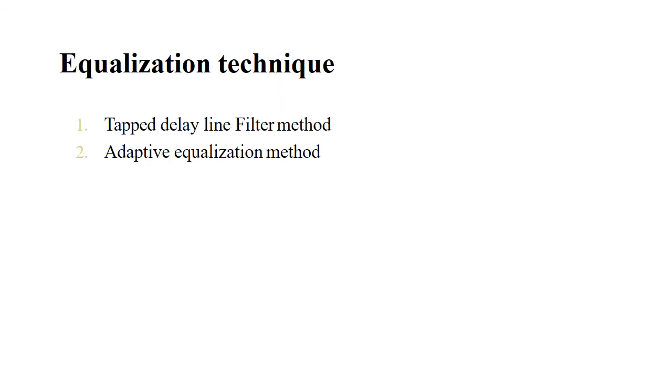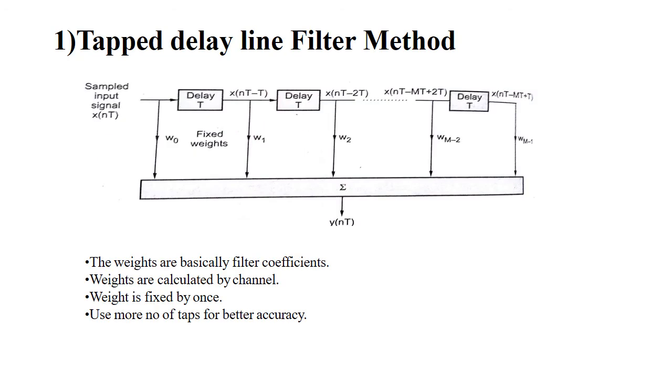So in equalization technique there are two types: one is the tap delay line filter method and another one is the adaptive equalization method. First, the tap delay line filter method. Here the weights are basically filter coefficients, and this filter will approximate the equalizer transfer function of the equation. The approximation will be more accurate if we use more taps in the filter. Once the weights are calculated, the characteristics of the channel will become a fixed filter. So it has a larger number of taps for better accuracy.